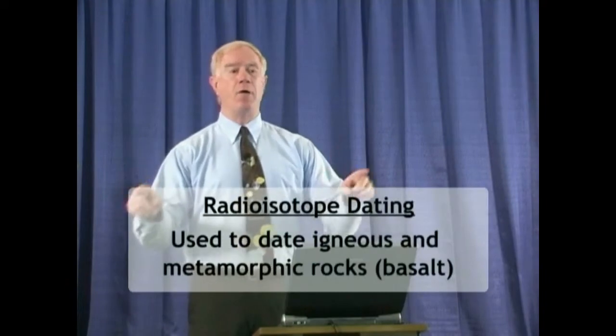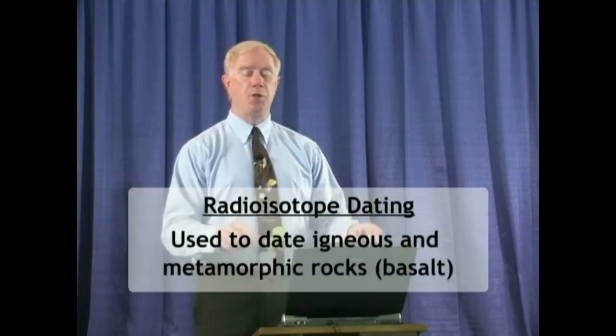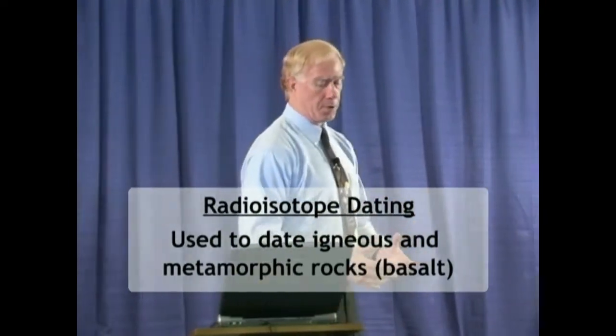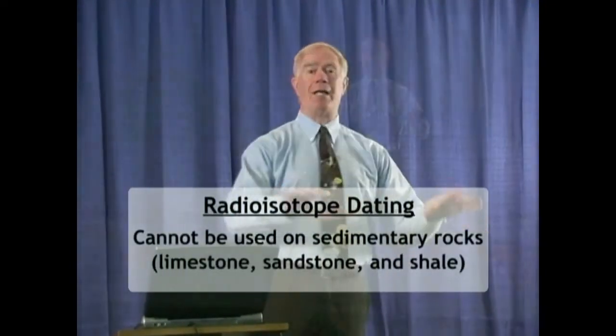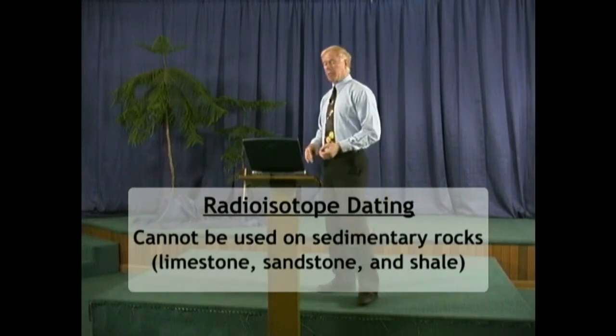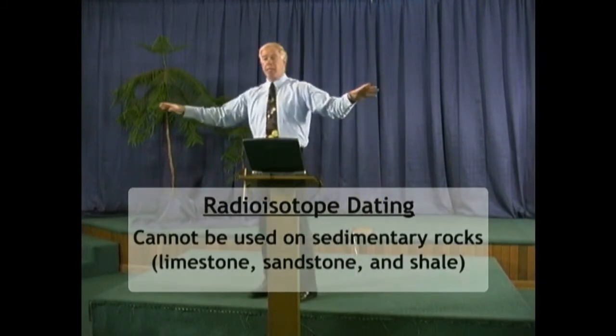Well, first of all, radioisotope dating methods are used to date igneous and metamorphic rocks, such as basalt, lava flows. They cannot be used to date organic material or sedimentary rocks, such as limestone, sandstone, or shale, which is most of this planet. They can only be used to date once-molten hot rocks that then cooled.